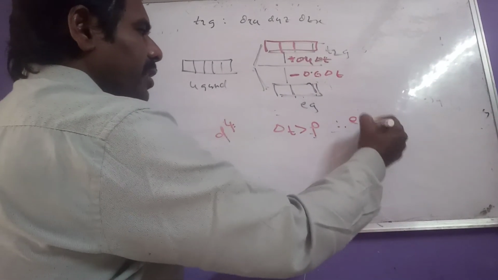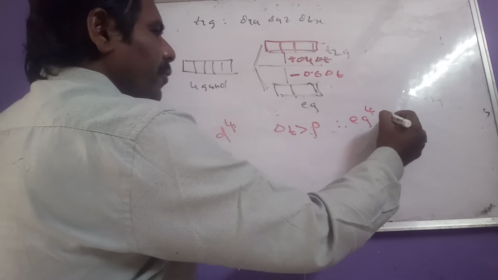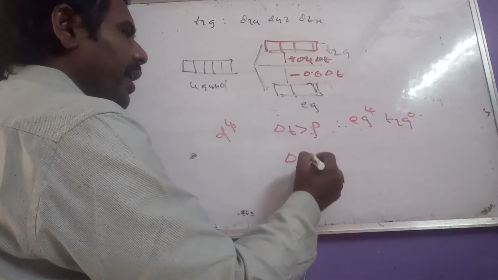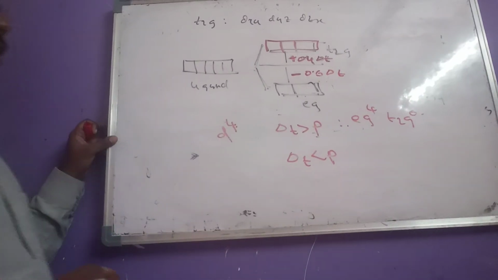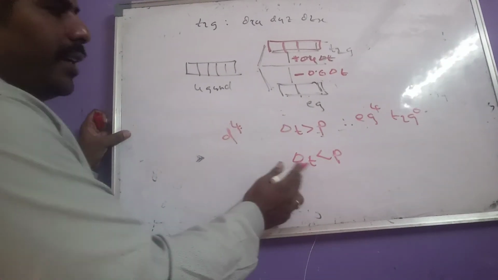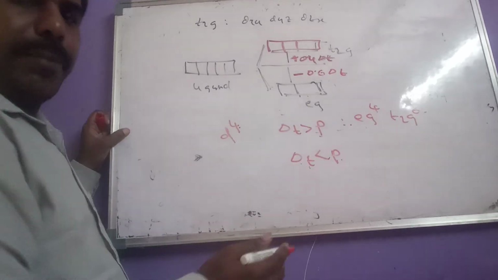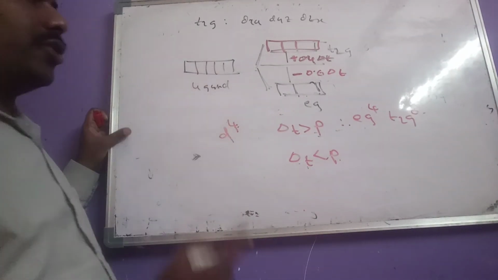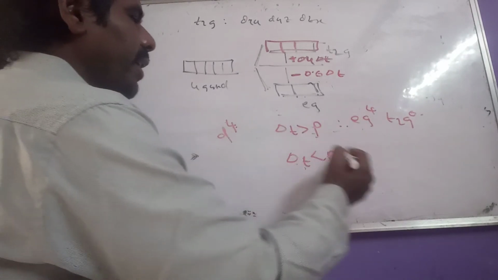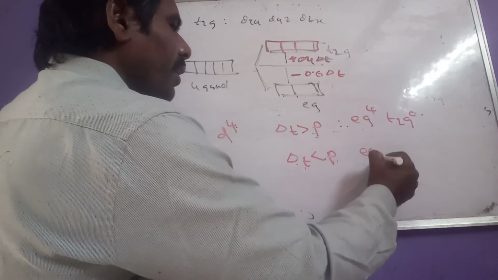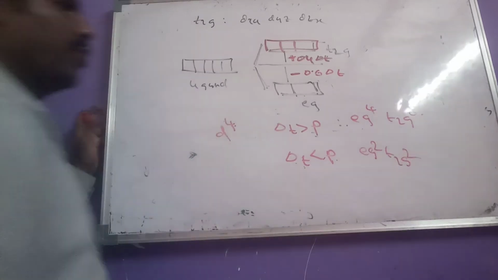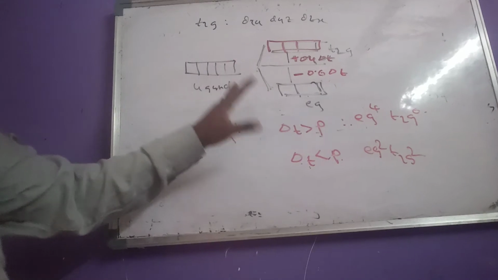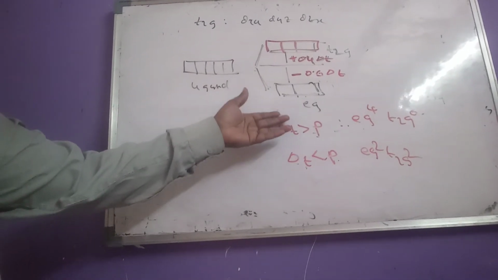Therefore, the configuration is e4 t2 0. If the same question is given with delta T less than pairing energy, that means it is a weak field ligand, so we have to follow Hund's rule. At that time this configuration will become e2 t2 2.